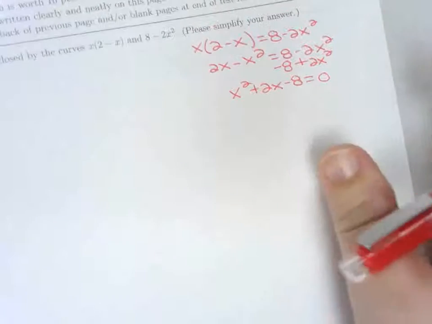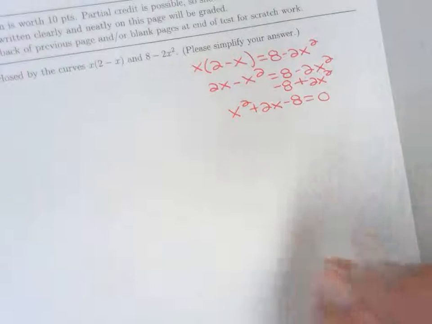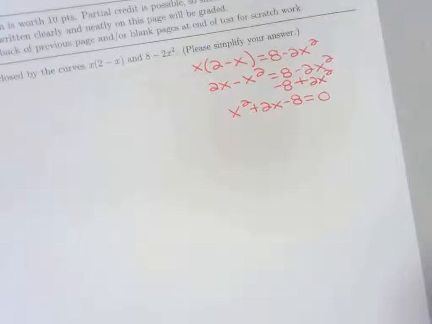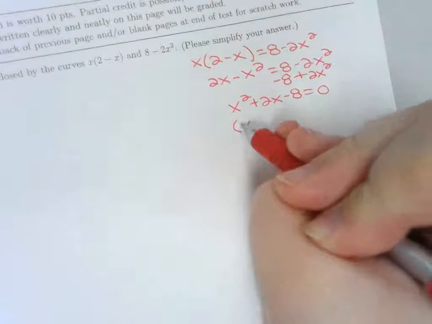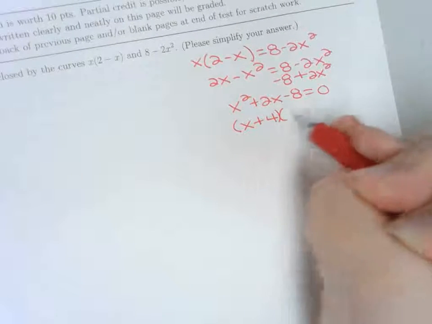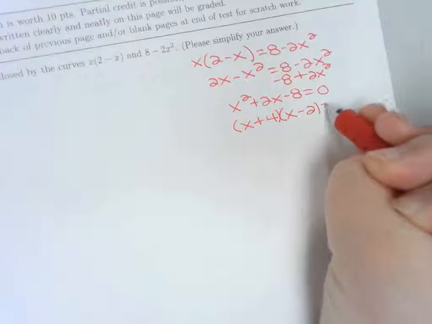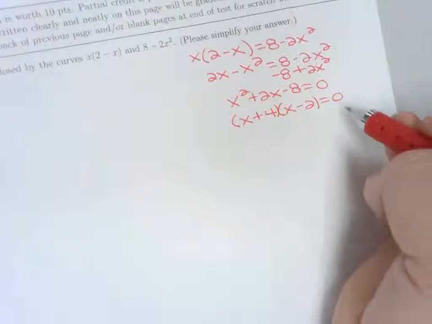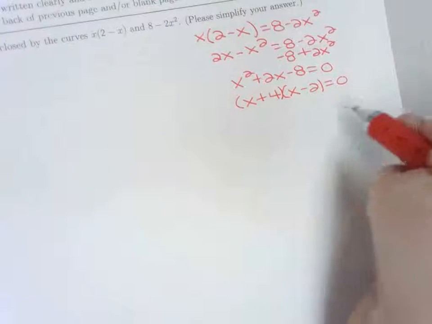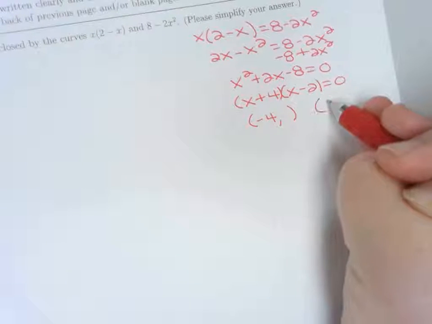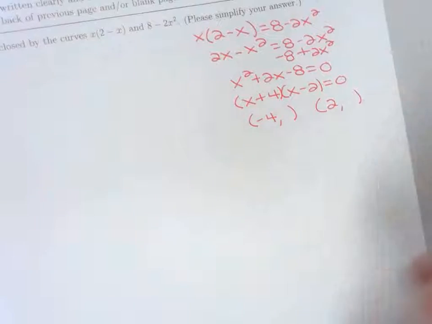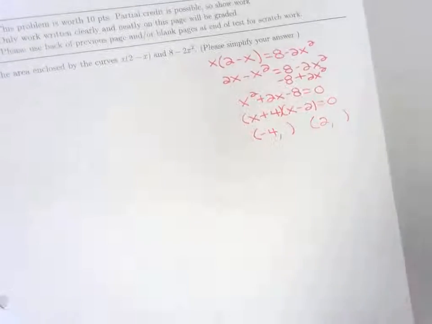Like I said, usually you're going to have pretty straightforward ones because you cannot use a calculator. This factors as (x plus 4)(x minus 2). So they intersect at x equals -4 and x equals 2. Again, I think it's nice to get actual points. You don't have to, but it's helpful when you graph it.